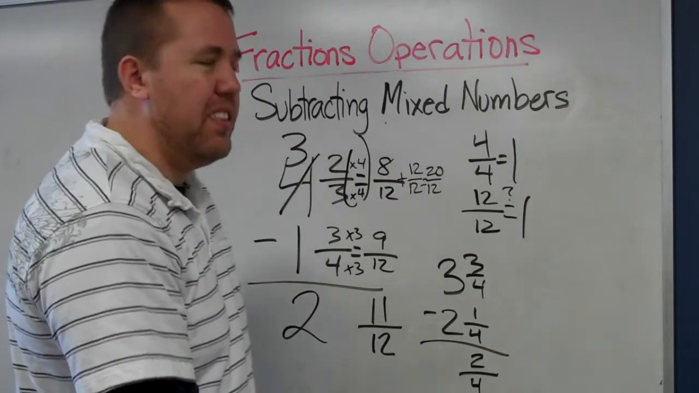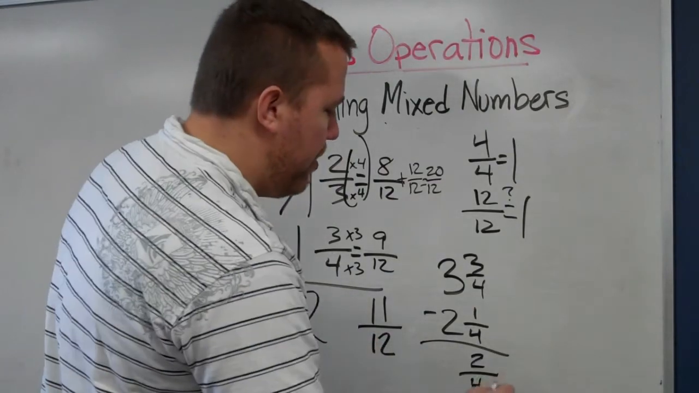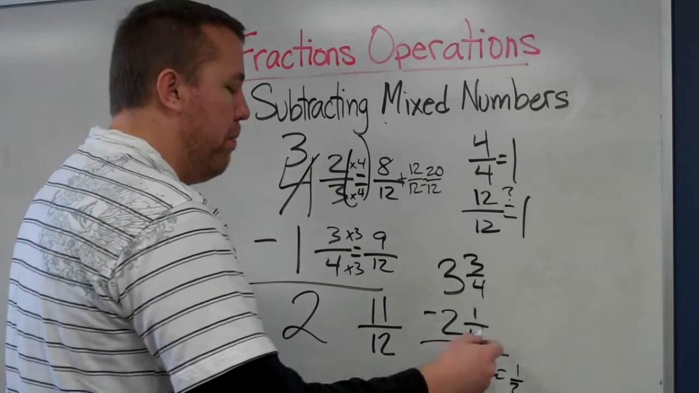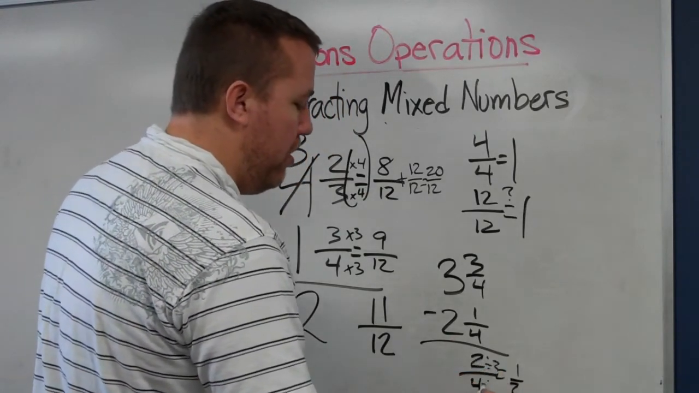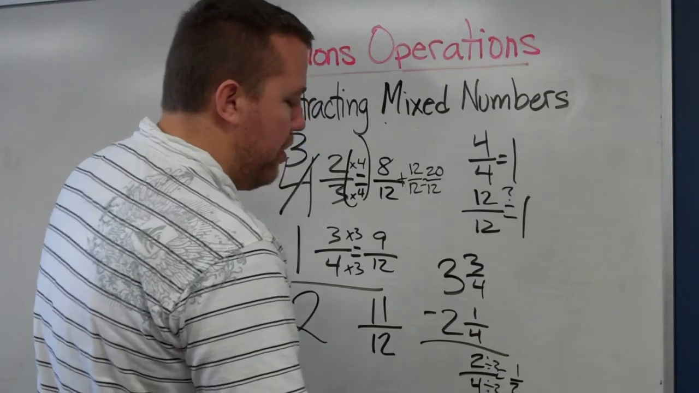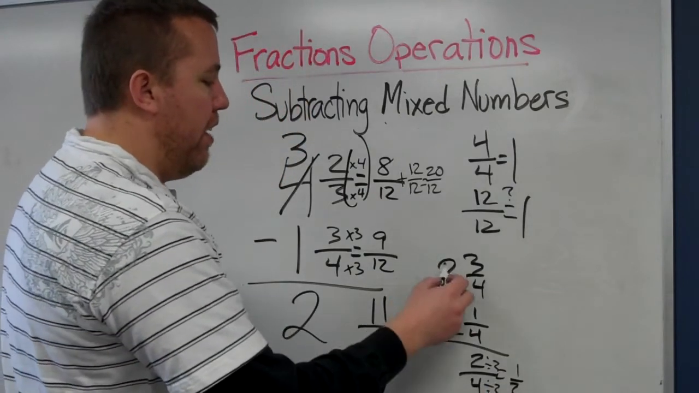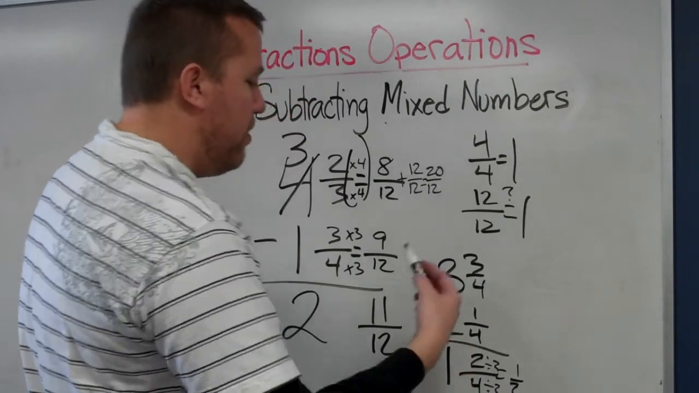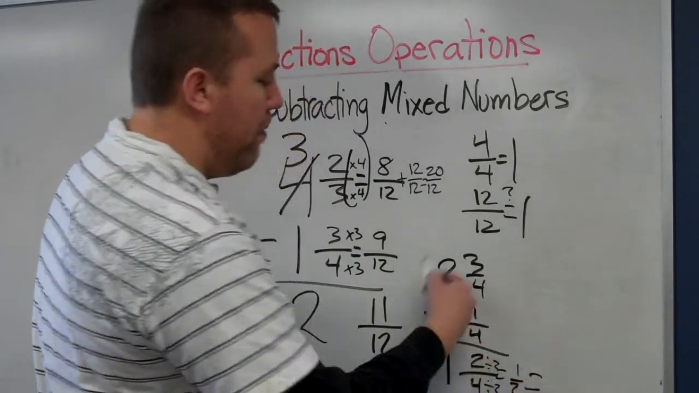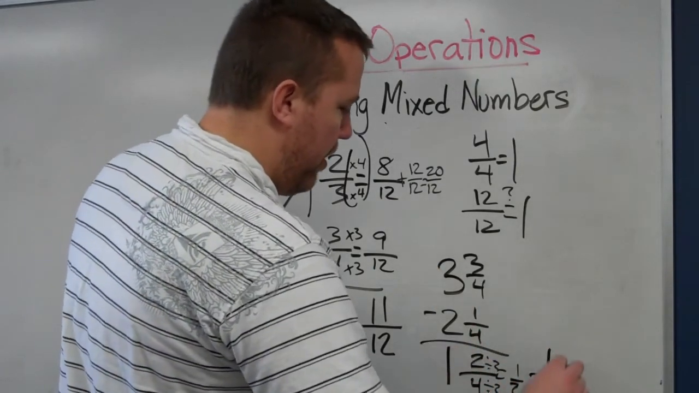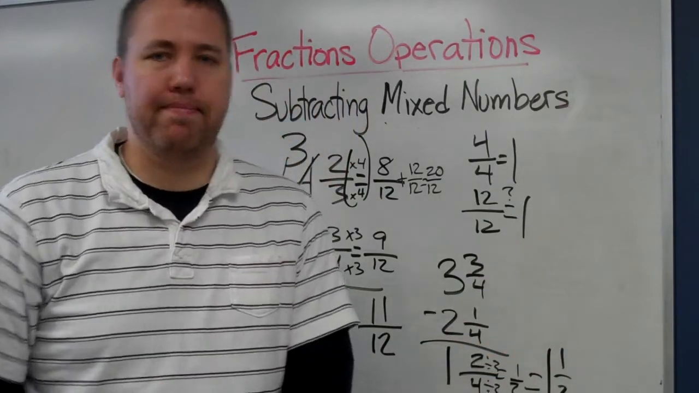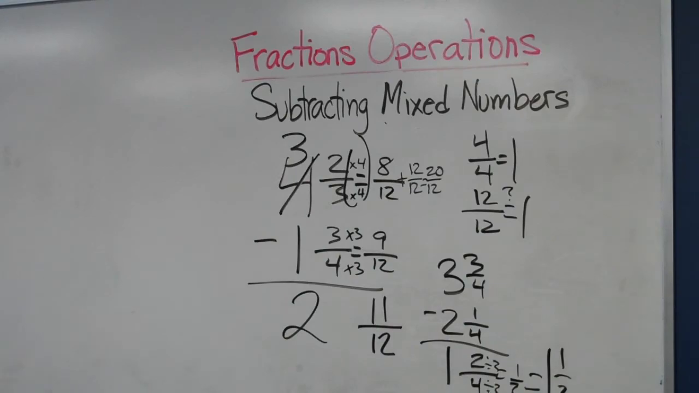Okay, 2/4 has to be simplified though. 2/4 equals 1/2, because I divided both sides by 2, because 2 goes into both 2 and 4. Now I subtract the whole numbers. 3 minus 2 equals 1. So 3 and 3/4 take away 2 and 1/4 equals 1 and 1/2. That is subtracting mixed numbers.